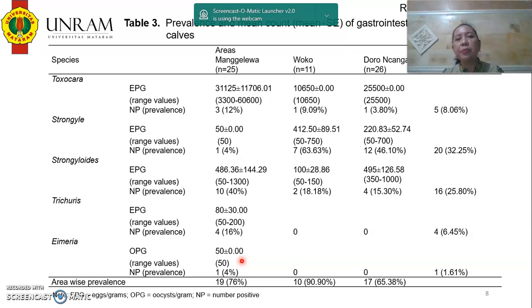The highest prevalence of gastrointestinal parasite was strongyle, showing a prevalence of 32.25%, followed by strongyloides, which shows a prevalence of 25.80%.